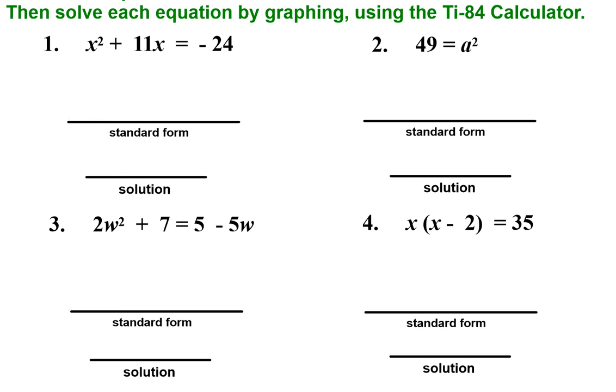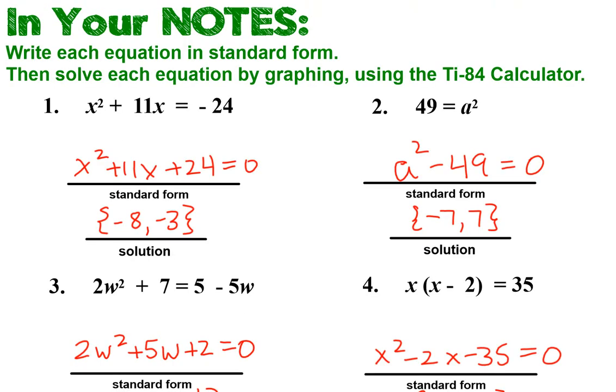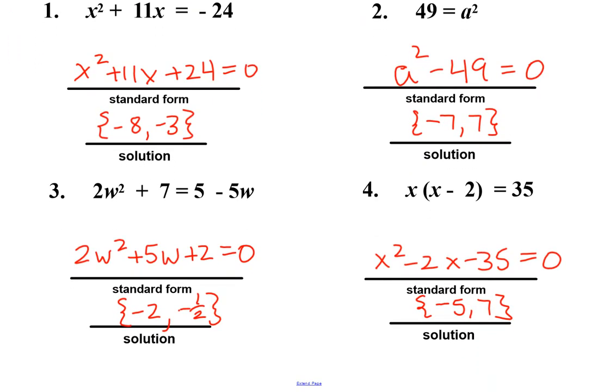Alright, are you ready to check some of your answers? Let's see how you did. Hopefully you wrote everything in standard form, because you can't put it into the y equals button unless you have a 0 here, right? So this is technically the y. All right, how did you do?